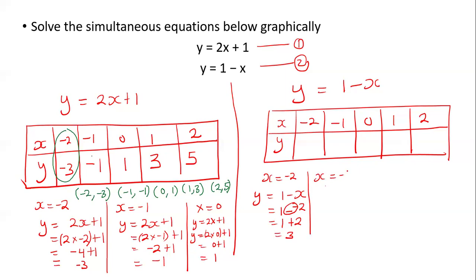When X is equal to -1, you substitute in Y is 1 minus X. So I say Y is equal to 1 minus -1. Negative and a negative gives us a positive. So I have 1 plus 1, which will give us a 2. So here I have a 3, here I have a 2. Can we complete the table?